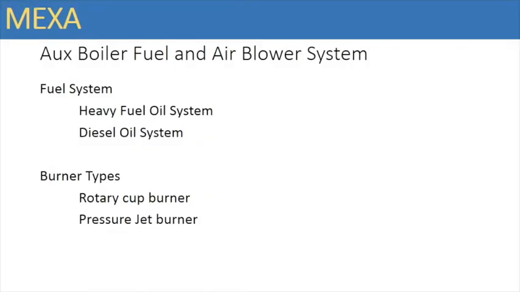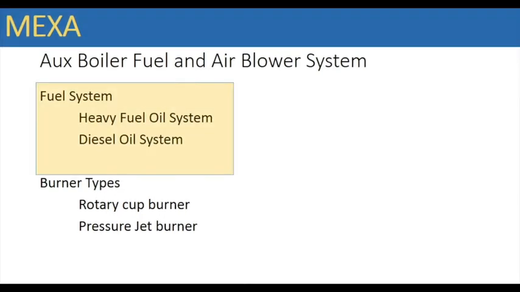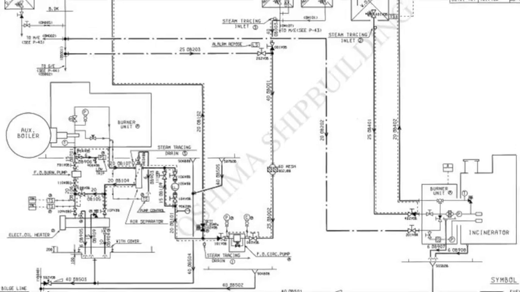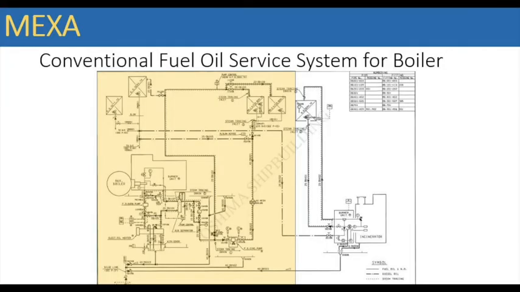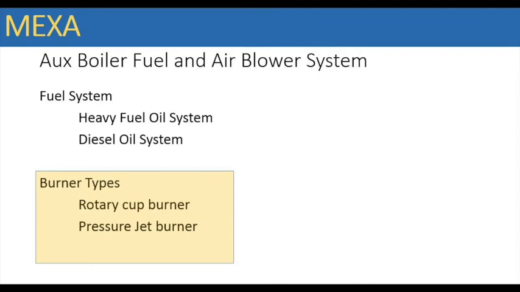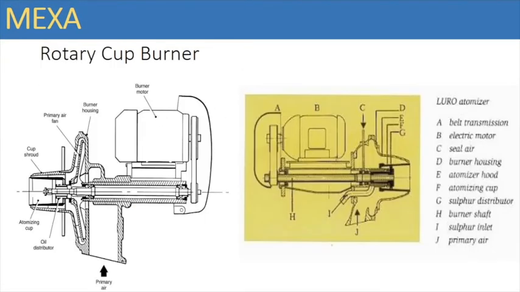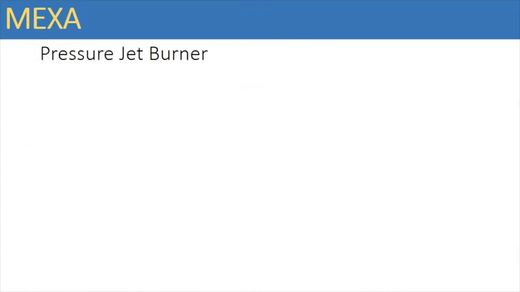Thus, marine boilers can operate on both heavy fuel oil and marine diesel oil. The fuel service systems on board are so designed to conveniently change over either due to regulatory requirement or for other reasons such as shutting down the boiler for maintenance. With respect to burner type, the most commonly seen burner types on board are the rotary cup burner and the pressure jet type of burner.